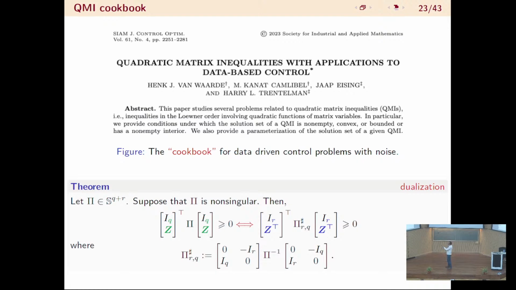It says P is a symmetric matrix, it's fine. And it assumes P to be non-singular, then this quadratic matrix inequality in terms of Z is equivalent to this in terms of Z transpose, where this pi sharp is obtained by inverse of pi, multiplying it from left and right by these identity zero related matrices.